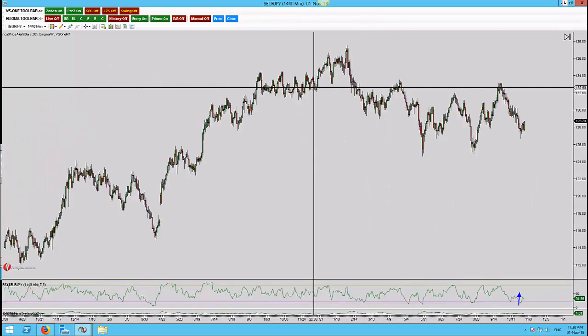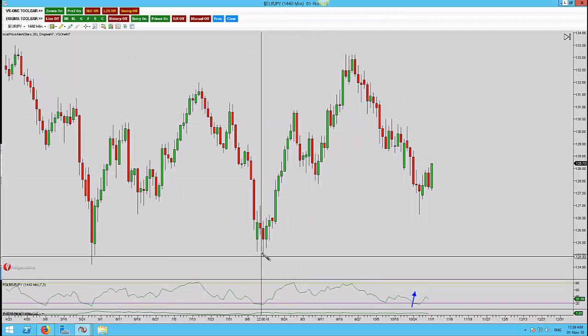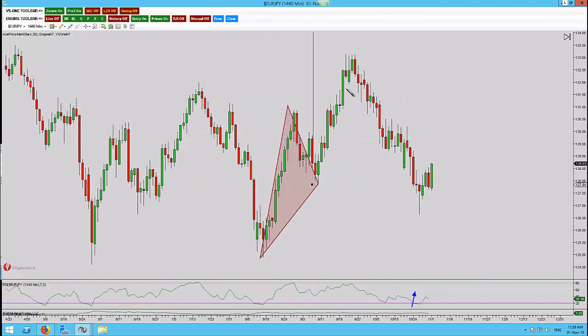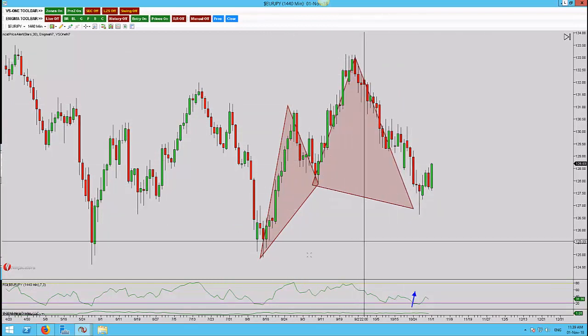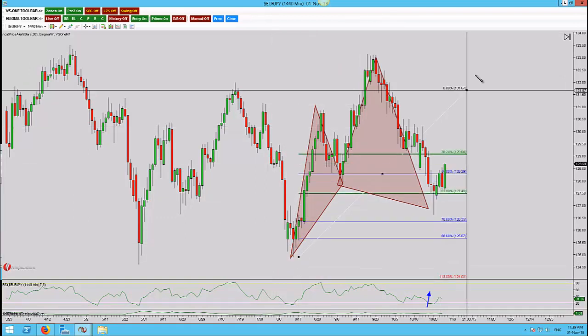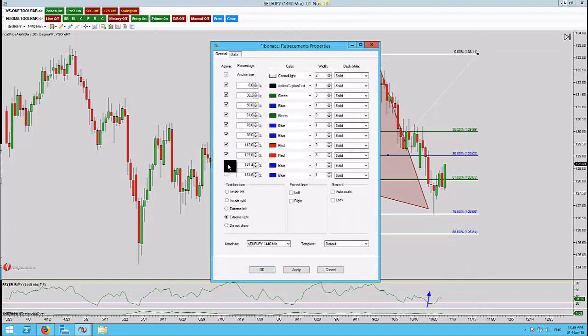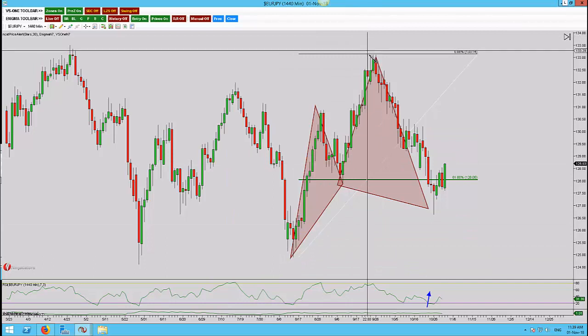So what's really stuck out for me here is we actually have a cipher pattern. Now I don't actually trade these, however if they occur on the higher time frame and we are moving in the direction of the pattern, and on top of that if we then have confirmation on the lower time frames that we've just broken major structure, say, I will look at entering the trade to jump on the completion of the pattern.